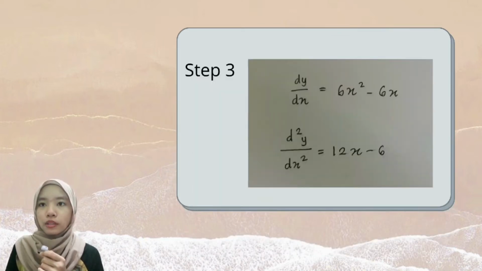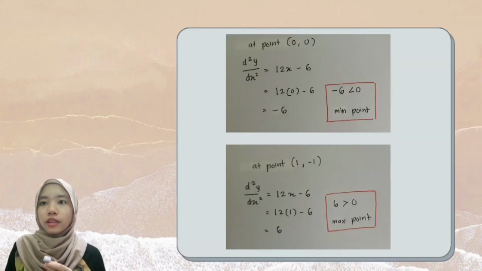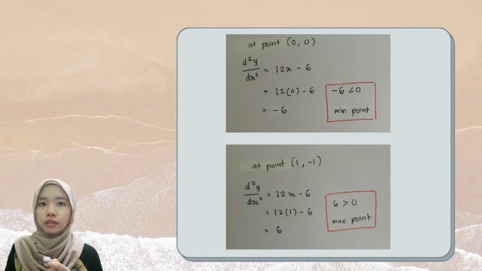To know which are the maximum and minimum points, we need to find the second derivative. So we're going to take our first derivative, which was 6x squared minus 6x. We differentiate it again and it will be d squared y divided by dx squared equals 12x minus 6. Next, we can substitute it. d squared y divided by dx squared equals 12 times 0 minus 6. And the answer is negative 6. It will be a minimum point.